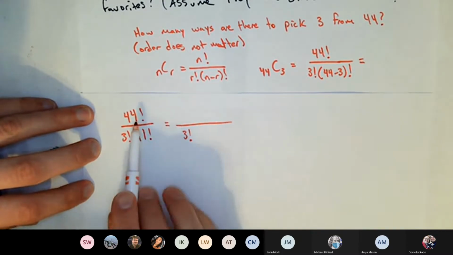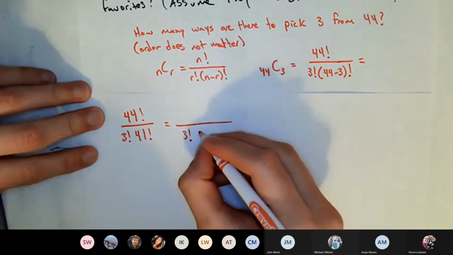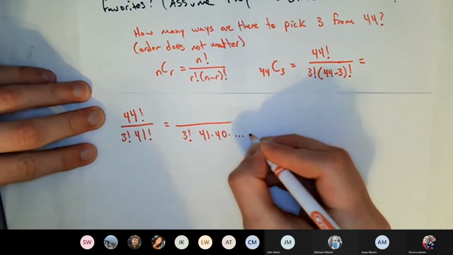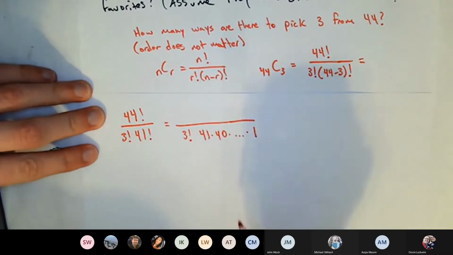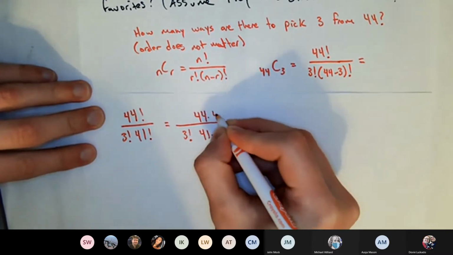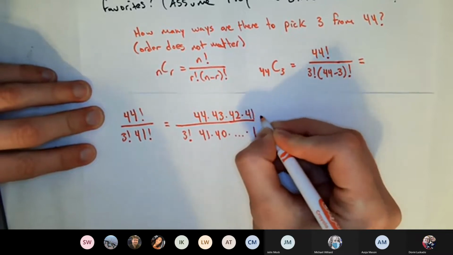And then I'm trying to think about what will be left in the top, because I know in the bottom here I have a string of multiplication starting at 41 and ending at 1, right? 41, 40, 39, 38, 37, et cetera, all the way down to 1. And then the top, I have a similar thing, except it starts a little bit higher at 44.